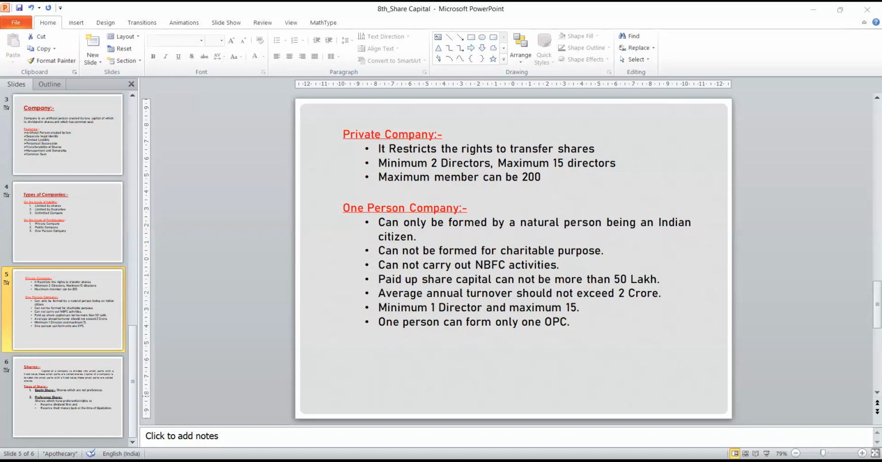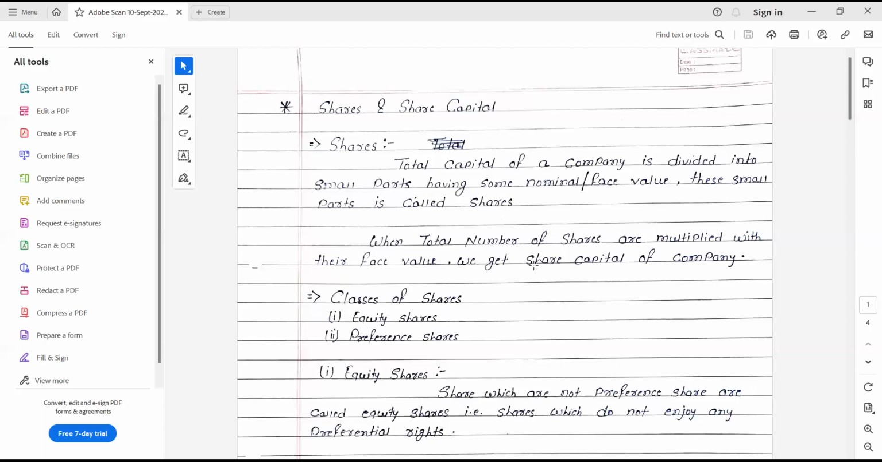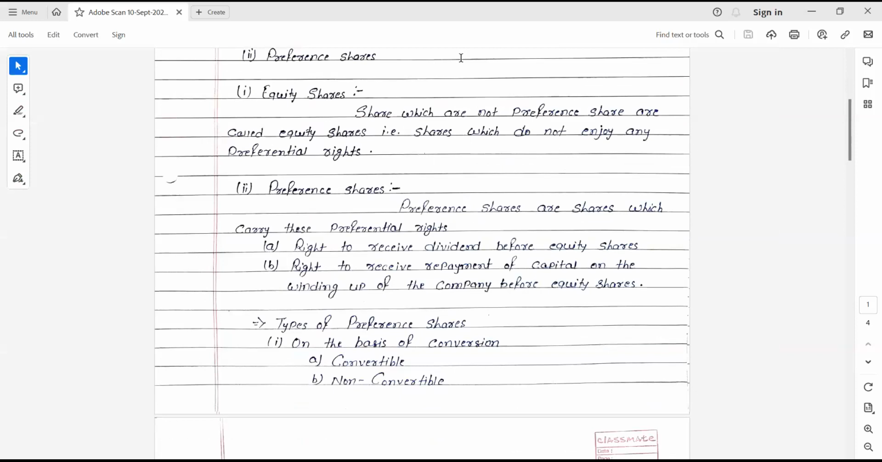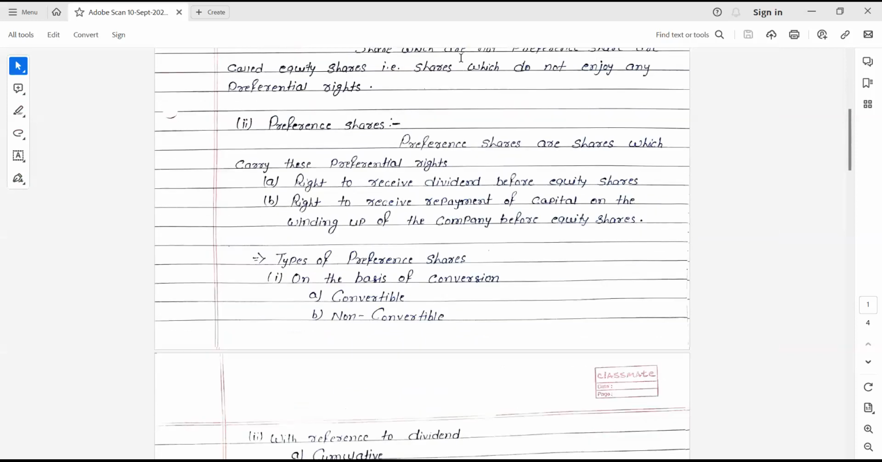So you can see the screen or this. So I can only see the PPT. Now I can see the notes.